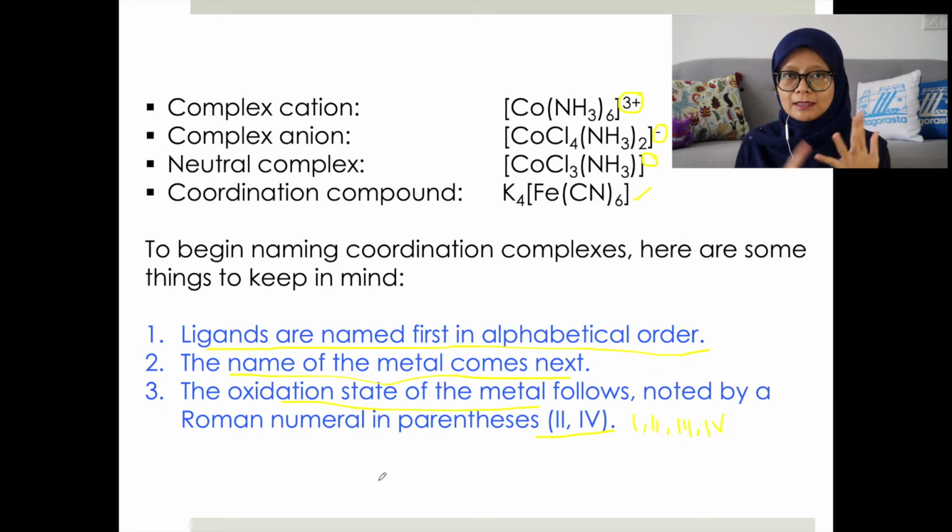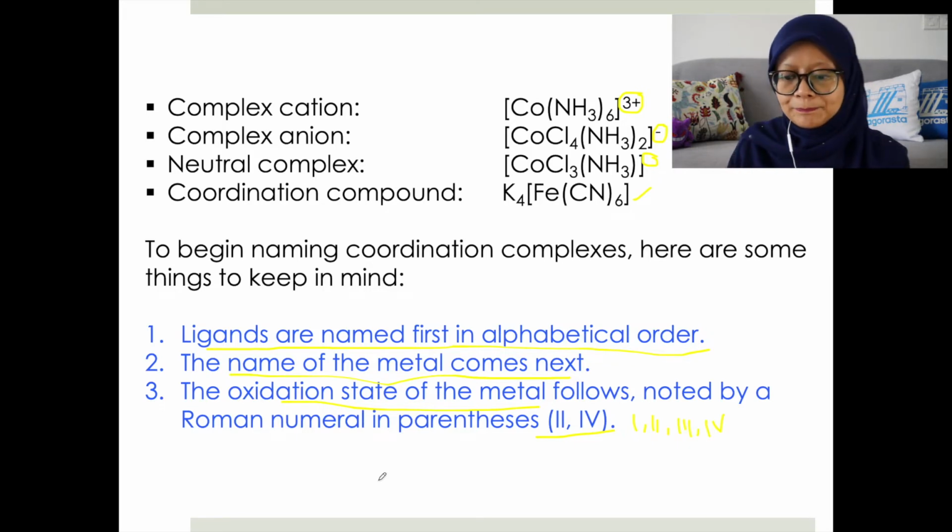So, in order to give a name for a coordination complex, first, you need to write down the ligands, with alphabetical order. Second, followed by the metal. And then third, you need to write down the oxidation state using a Roman numeral in brackets, in parentheses.